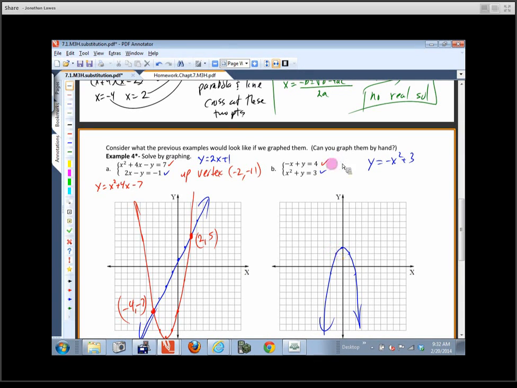So let's go ahead and figure out what that looks like. This would be y equals x plus 4. So this crosses right here and has a slope of 1, it's going to look something like this. They never cross. They never touch each other.